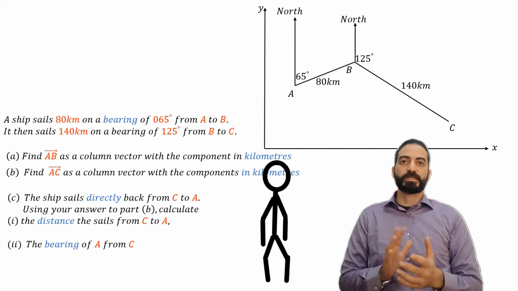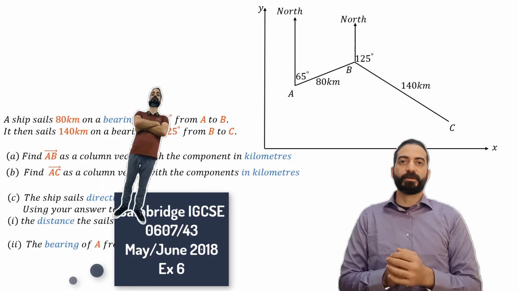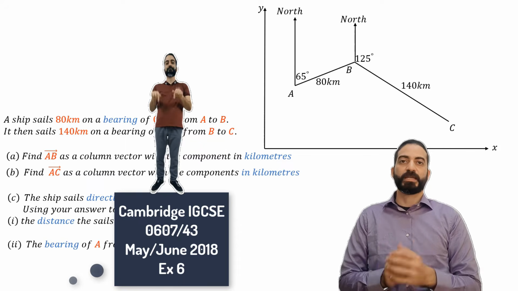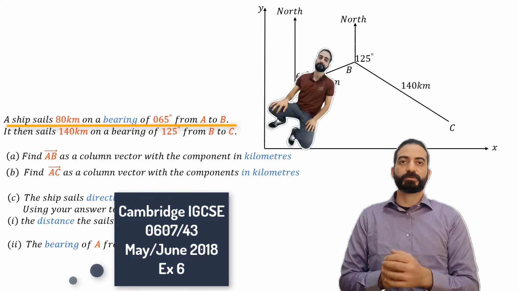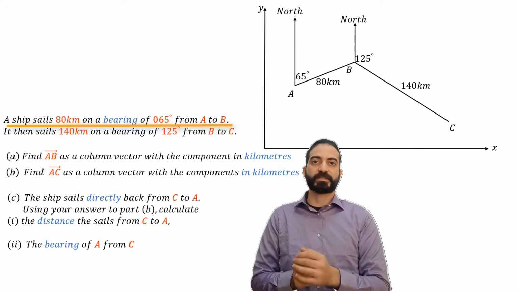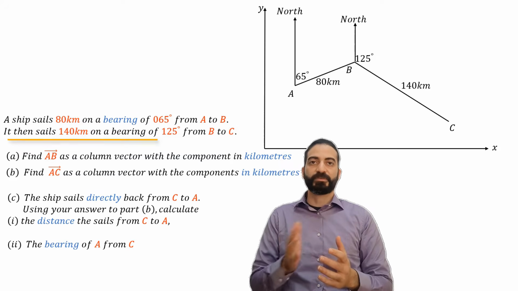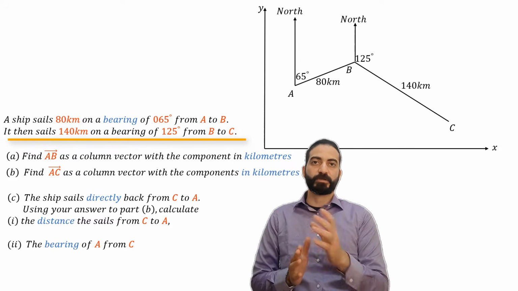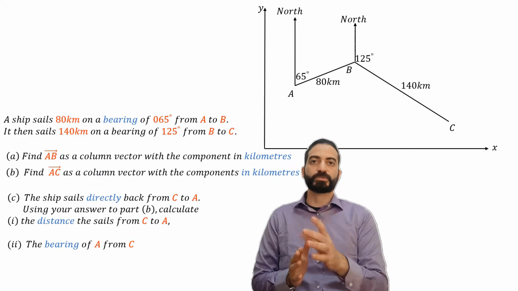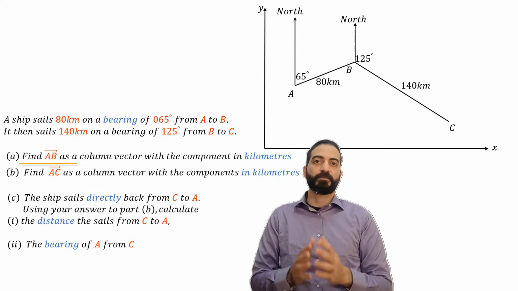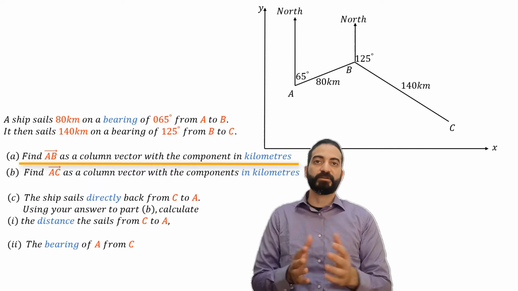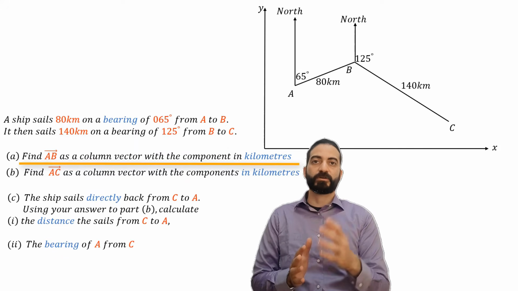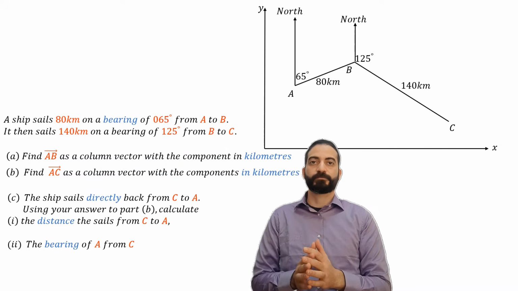Hello everyone, we'll start by solving question 6 of the Cambridge IGCSE 2018 exam. A ship sails 80 kilometers on a bearing of 65 degrees from A to B. It then sails 140 kilometers on a bearing of 125 degrees from B to C. Part A, find vector AB as a column vector with the components in kilometers.